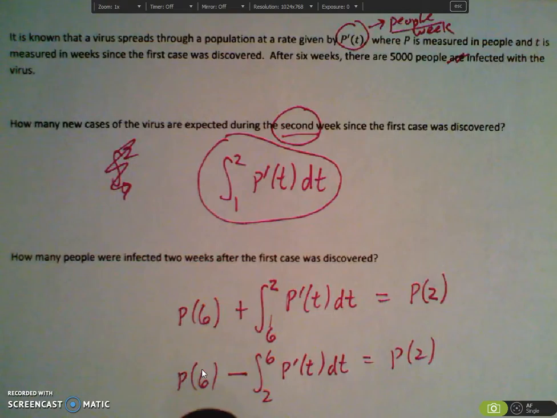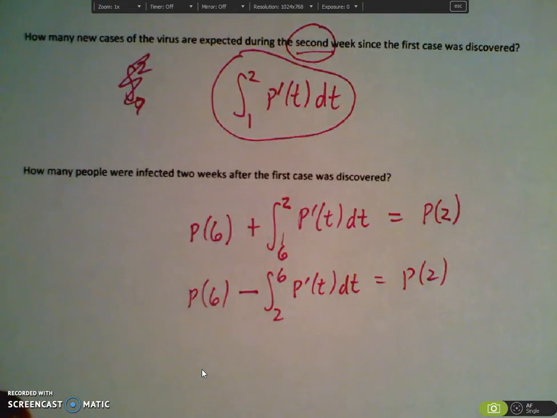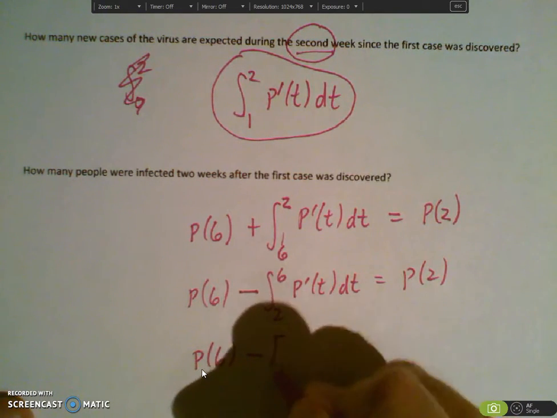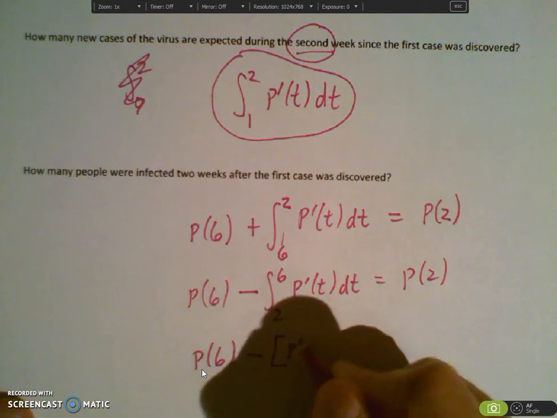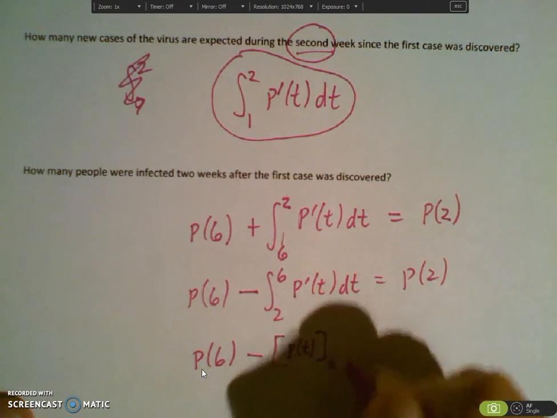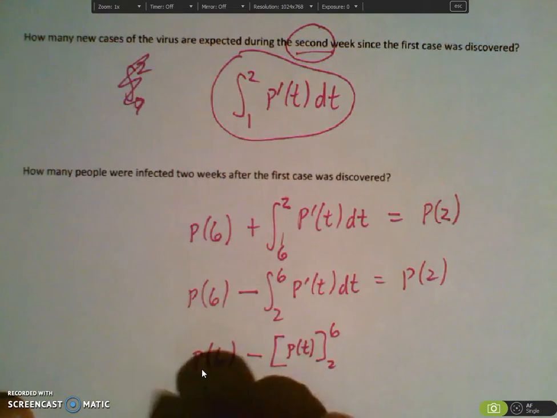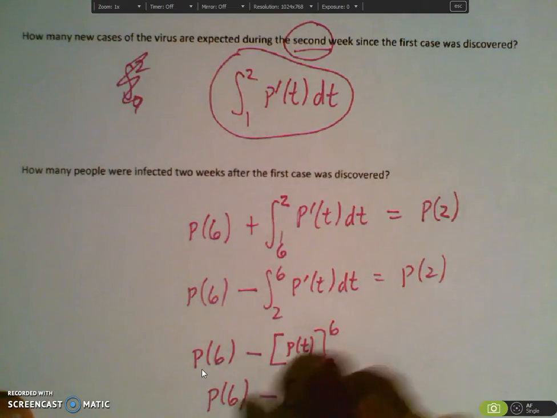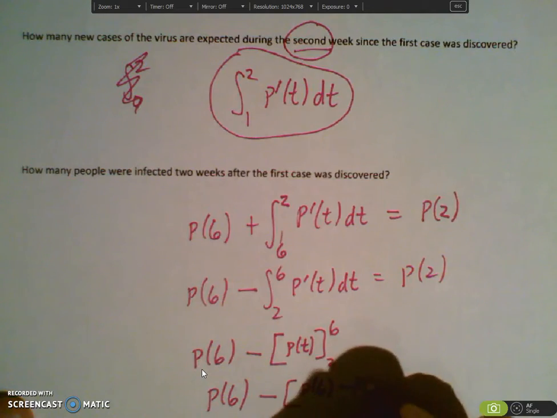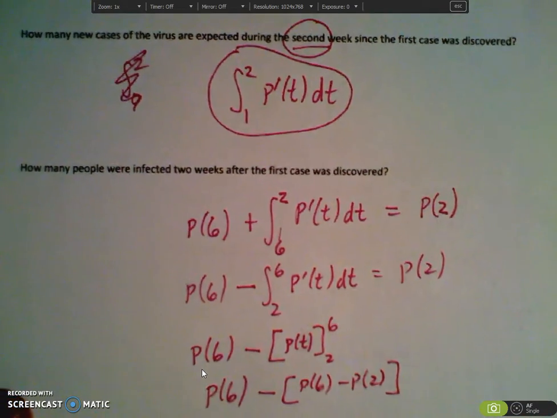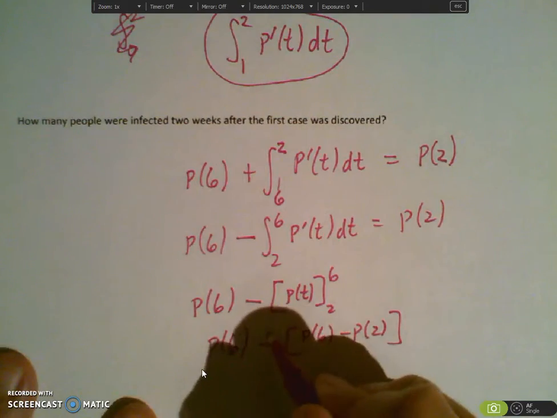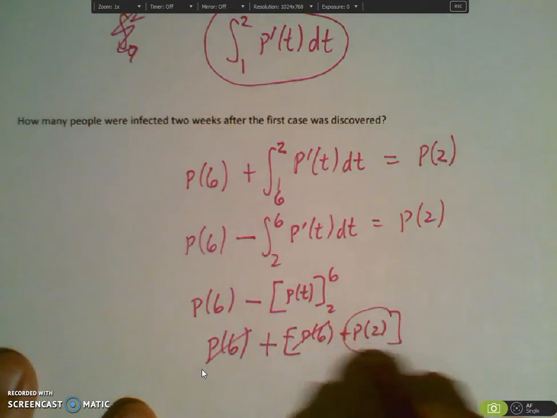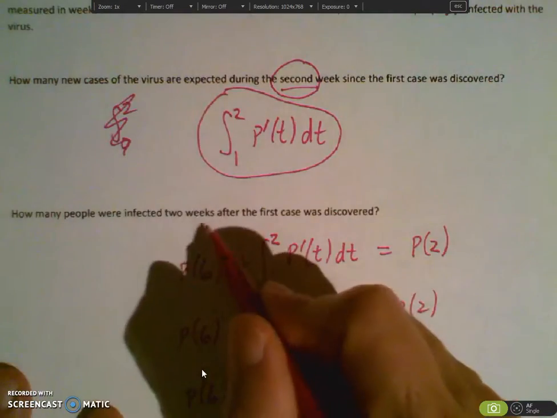And so here, if you want to see why it works out correctly, we have p of 6 and then minus. When we integrate p prime, we're going to get p of t, and by the fundamental theorem, we'll evaluate that from 2 to 6. So I'll have p of 6 minus, need to make sure I use some parentheses or brackets here, p of 6 minus p of 2. Watch your signs. You need to add the opposite here. And so p of 6 and minus p of 6 are gone, and that leaves me an answer of p of 2.